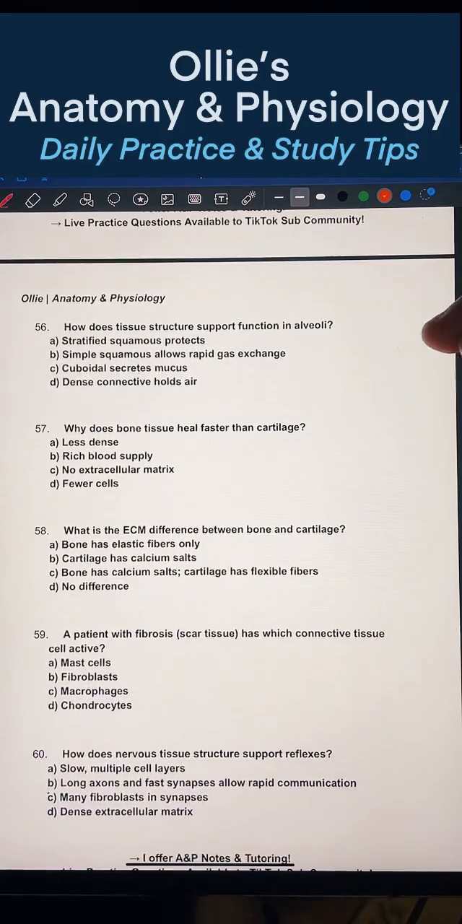Number 56, how does tissue structure support function in alveoli? A, B, C, or D?